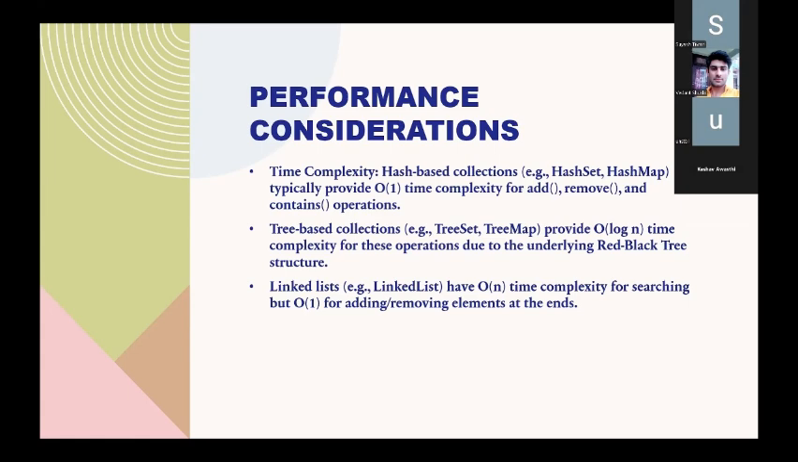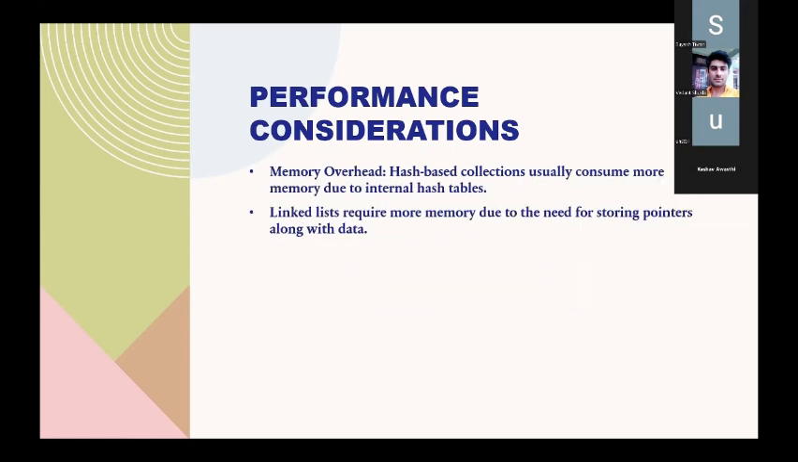Because this is very important, I think. And the third one is the linked list, which has O(n) time complexity for searching, but O(1) for adding and removing elements at the end. So these are the performance considerations of the Java collection frameworks. Now the fourth one is memory overhead. A hash-based collection usually consumes more memory due to the internal hash table.